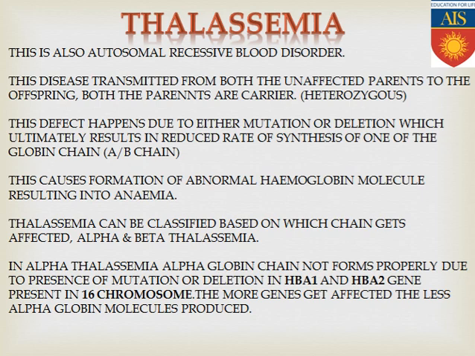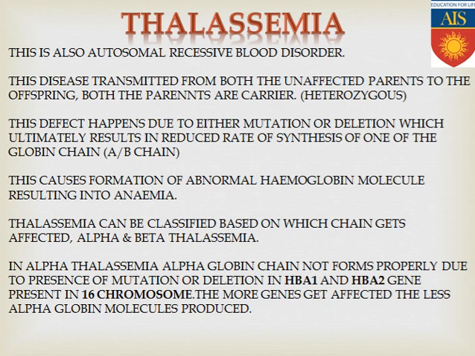This defect happens due to either mutation or deletion, which ultimately results in a reduced rate of synthesis of one of the globin chains, alpha or beta chain. So thalassemia is of two types, alpha thalassemia and beta thalassemia. Alpha thalassemia means the mutation has occurred in the alpha globin gene, so obviously a mutant alpha globin polypeptide chain will be produced, and if the mutation has occurred in the beta globin gene, automatically the mutation product appears in the beta globin protein. So due to the mutation, the patient may suffer from alpha thalassemia or beta thalassemia.